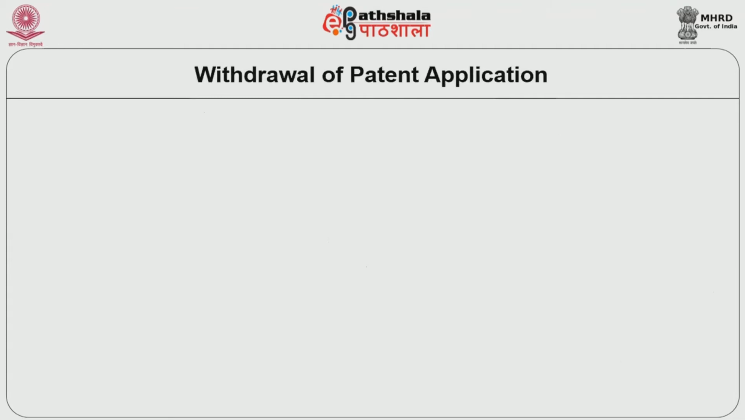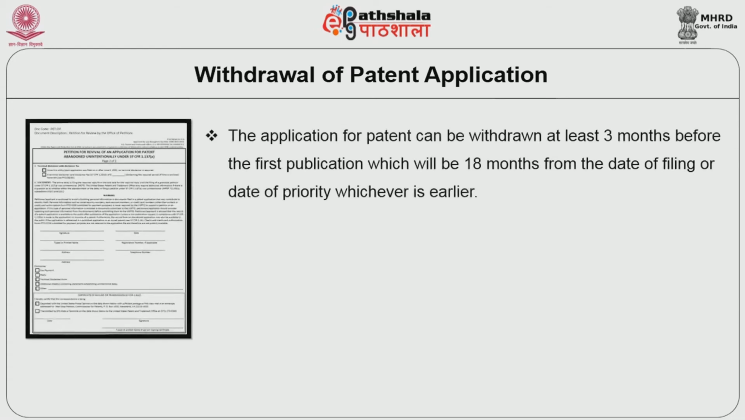Then, once you have filed the application, is there any possibility of withdrawing the application? Sometimes inventors may be interested in withdrawing the application for some reasons. It may be administrative or technical reasons, or they may want to improve it. In such a case, there is a provision in the law. If the publication is made within 18 months from the date of filing, you can withdraw the application 3 months before the first publication, whichever is earlier.